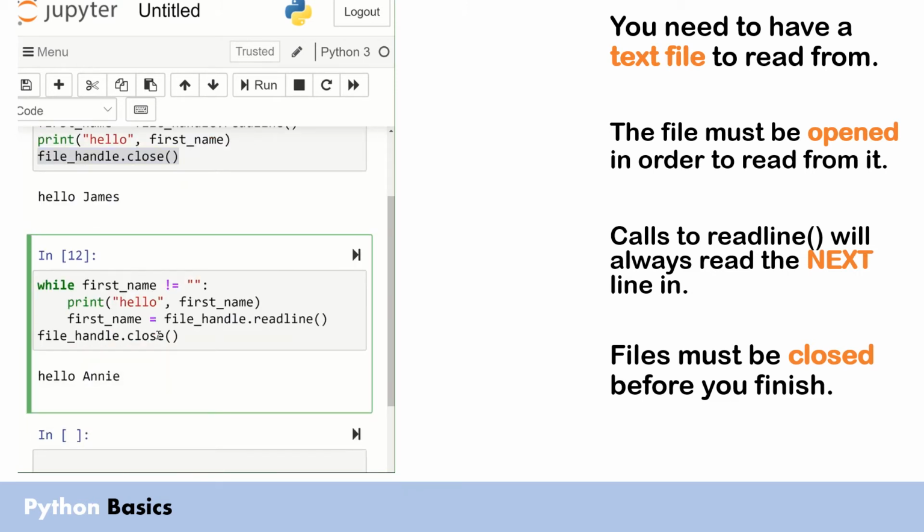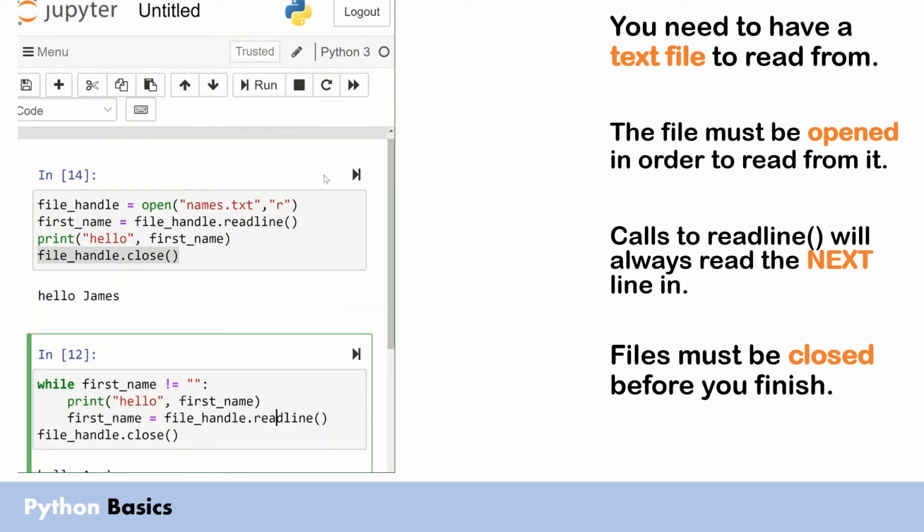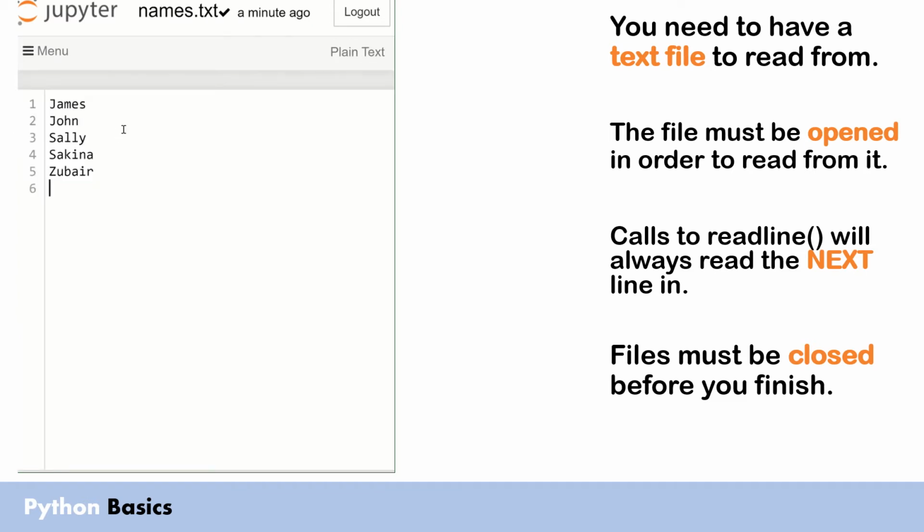Now let's look at this second loop. What we've got here is basically saying, whilst the first name is not empty, so we've still got a line of code that we've read in, we're then going to print the name out, and we're again going to read the next line. So when you call readline, it'll read a line in. Now Python will then keep track of where you got to. So the first time you call readline, it's going to print out James. The second time you call it, it's going to do John. The third time Sally, and so on and so forth.